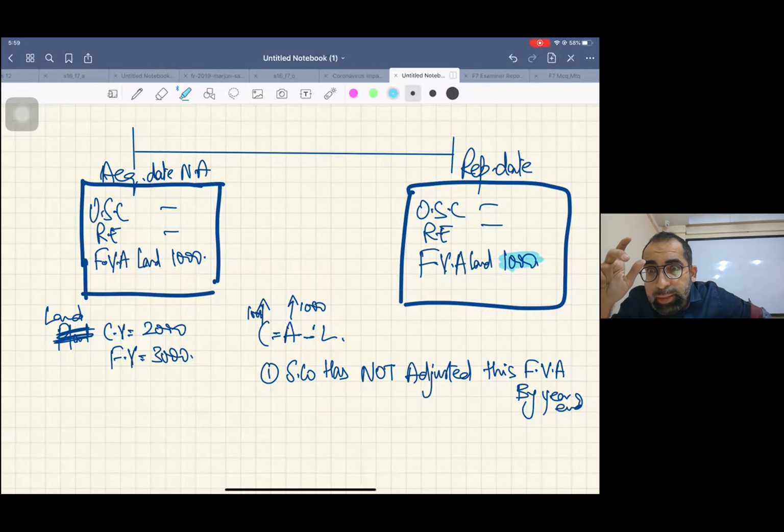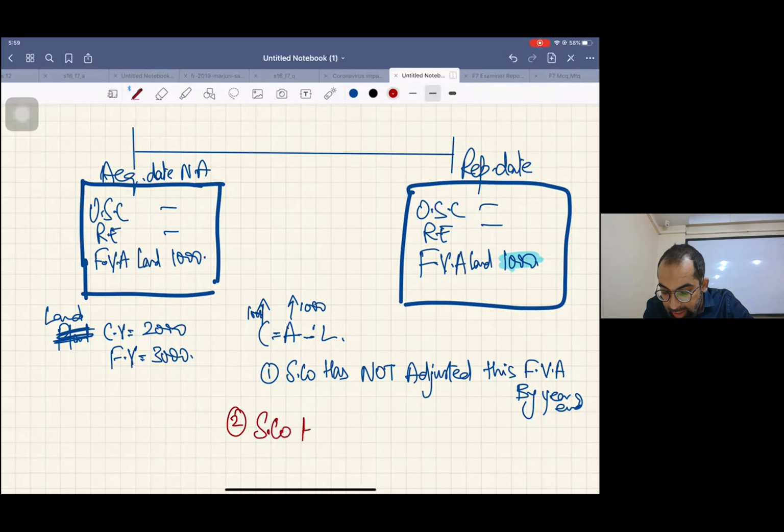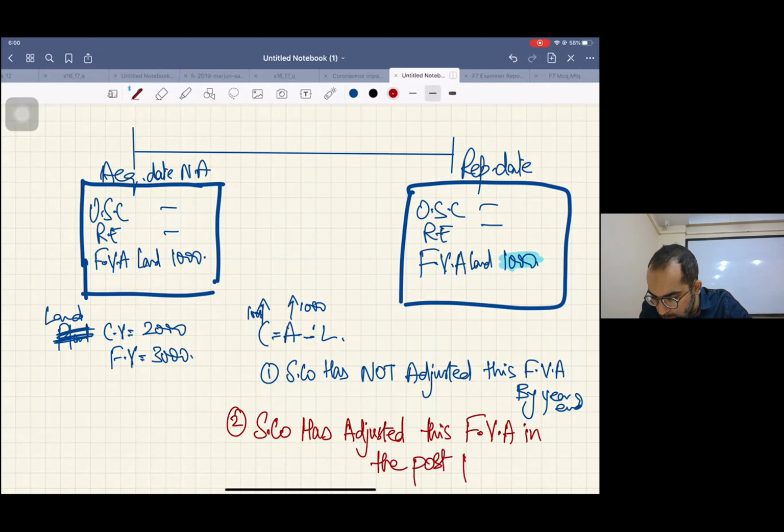But sometimes there is one abnormal question like Peak End. Wait. In the Peak End question, sometimes it is written like this. See, number 2, second: S company has adjusted this FVA in the post period. Sometimes in the question they write this, S company has adjusted. So that means only the acquisition date packet you have to adjust. No need to adjust here. Just write a dash here. No need to adjust anything.